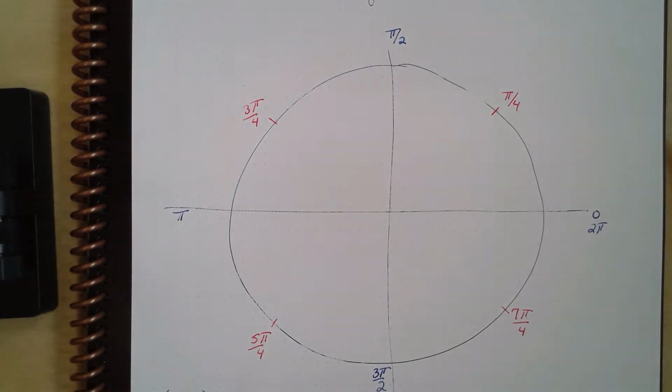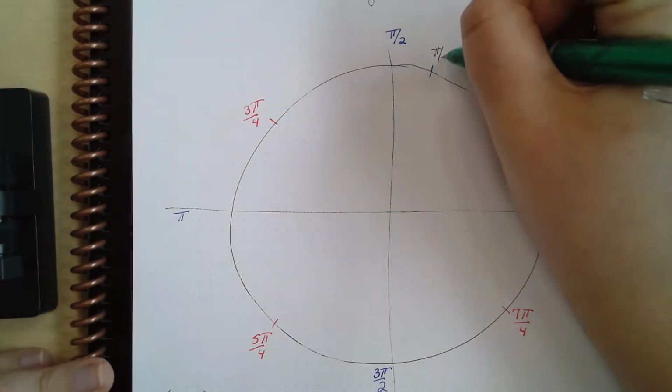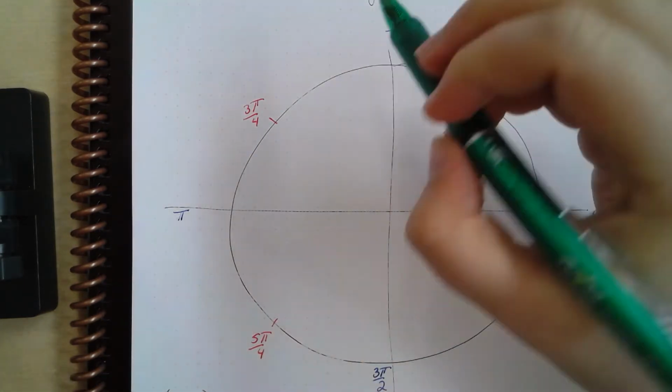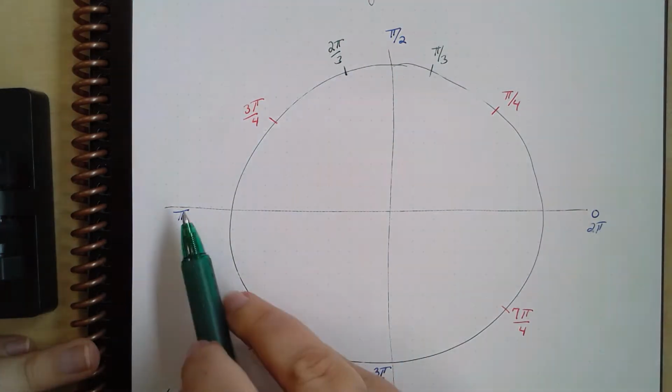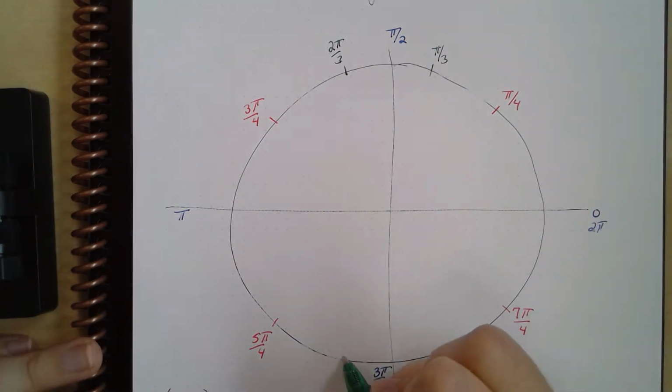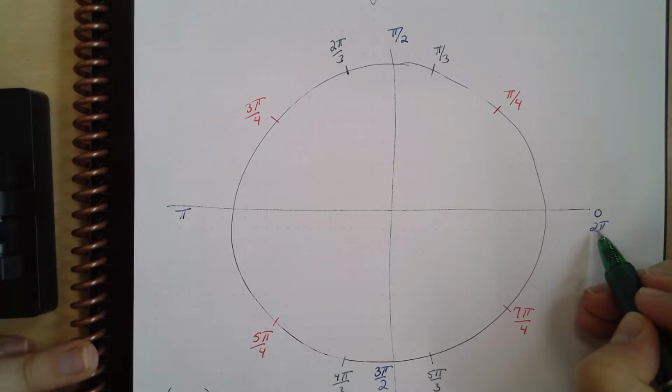We can break this up even further, but let's first talk about breaking this into thirds. If we break this into thirds, we have pi over 3 is about right here. Then this is 2 pi over 3. 3 pi over 3. 4 pi over 3, 5 pi over 3, and 6 pi over 3.